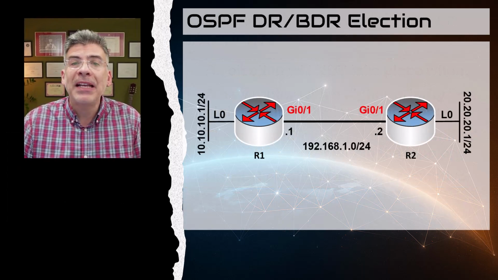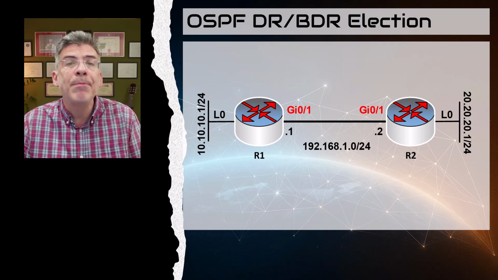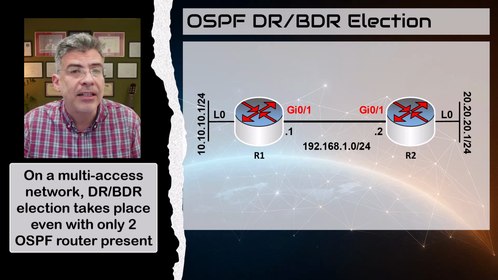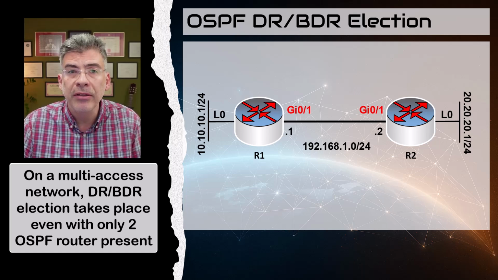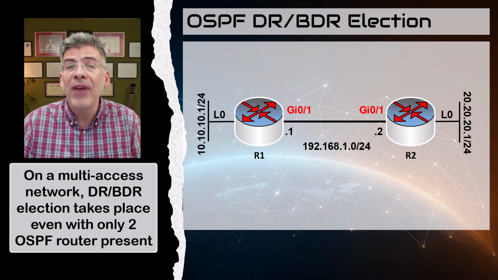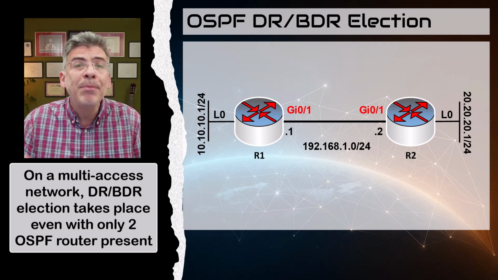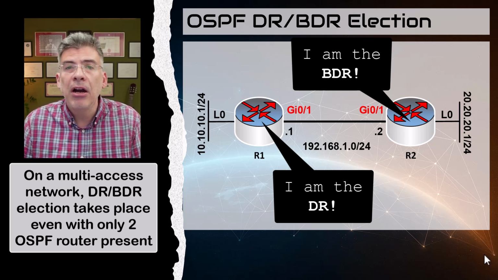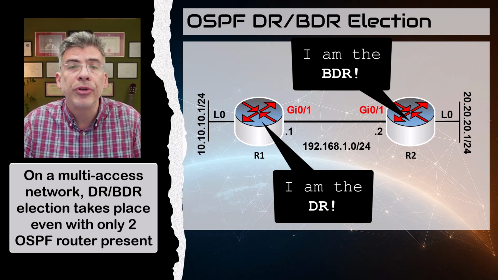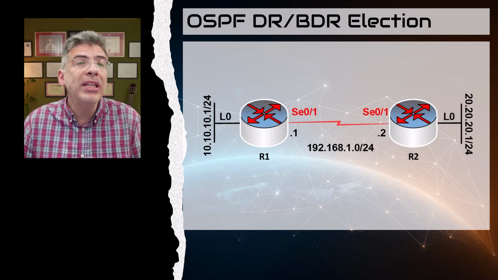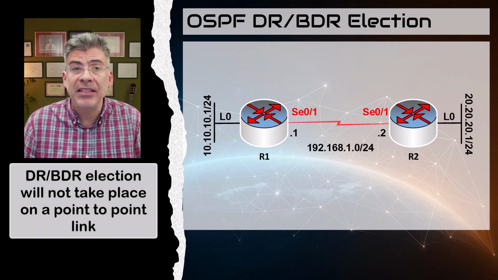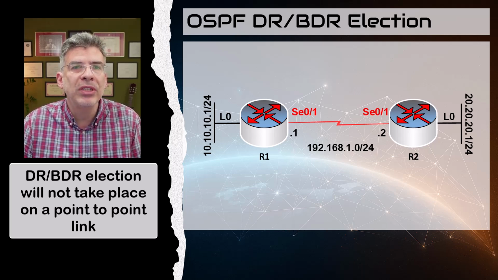Now, another important aspect of this election process is that it will take place on any multi-access network, even if there are only two routers connected. So if you have a topology like this one, where one router is connected to another directly via Ethernet, there will still be a DR-BDR election. One router will become the DR, the other will become the BDR, and there will be no DR other routers. However, if you have a point-to-point network, such as one over a serial link like this, then no DR-BDR election will take place. What determines whether an election will take place?